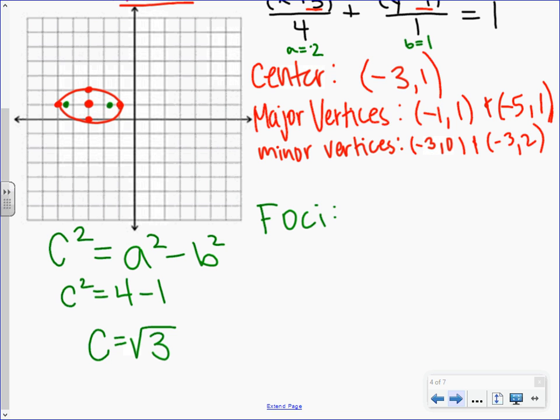Okay, now let's think about this. We went from our center, -3, 1, and we went right radical 3. And we went from our center, -3, 1, and we went left radical 3. Since we have an irrational number, there's no choice but to write it like that.